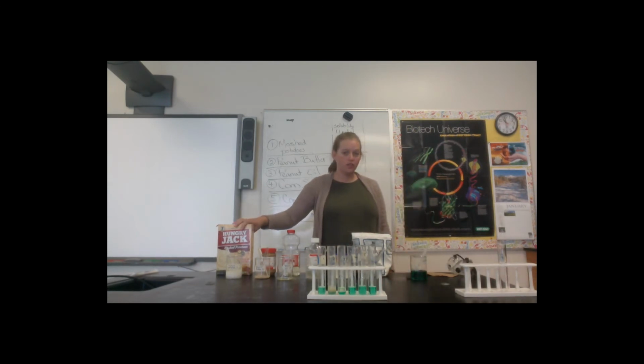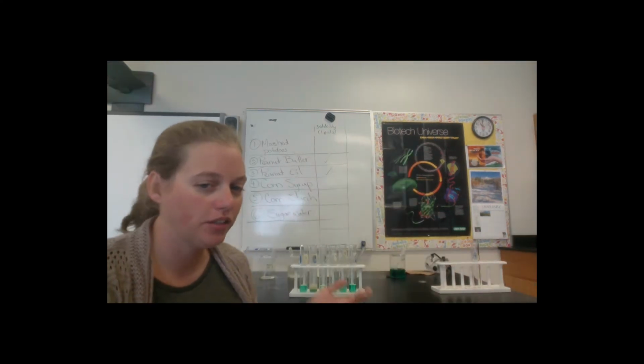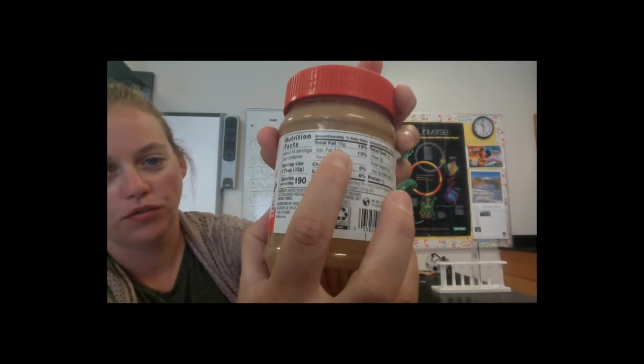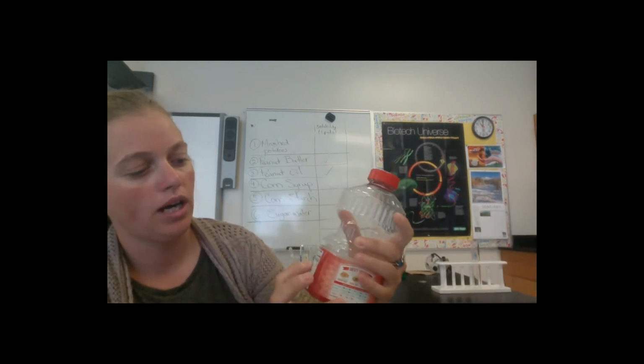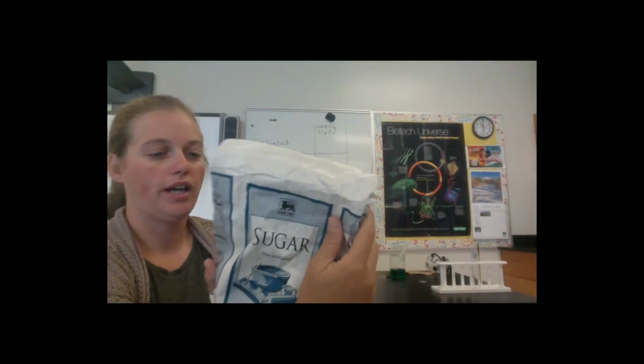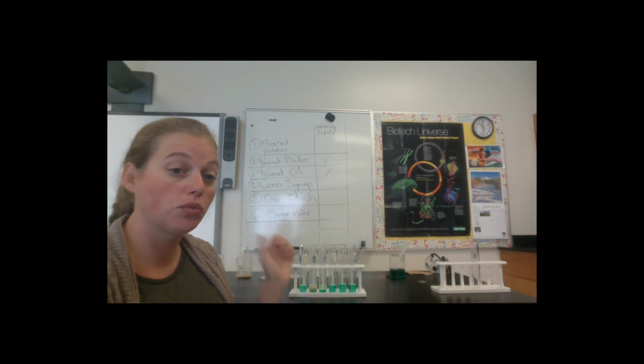So let's investigate the nutrition facts to see if they match our results. So remember, we just tested for lipids, and lipids are fats. So if I want to investigate my nutrition facts, then I'm going to be looking for total fat. If I look at mashed potatoes, I have 0 grams of fat. If I look at my peanut butter, I have about 15 grams of fat per serving. With my peanut oil, I have 14 grams of fat per serving. With corn syrup, I have 0 grams of fat per serving. Cornstarch, 0 grams of fat. And our table sugar, we have 0 grams of fat. So all the nutrition facts match our results pretty well.